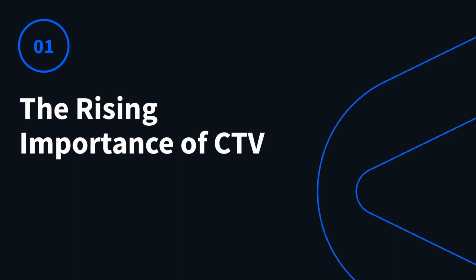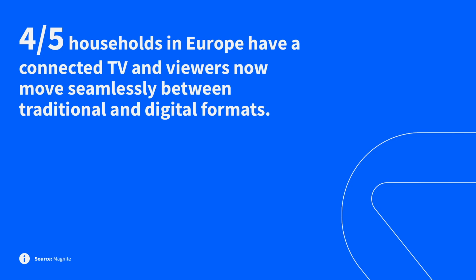So we're going to kick things off by talking about the rising importance of CTV. It goes without saying, connected TV is definitely a highly emerging channel into the programmatic world and into digital marketing in general. According to Magnite, 4 out of 5 households in Europe actually have a connected TV in the household. So that's 80% of households in Europe who have access to a connected TV, which presents a really large opportunity from our point of view as advertisers, especially with the fact that viewers now move very seamlessly between traditional and digital formats, which is very good to see. Exactly.